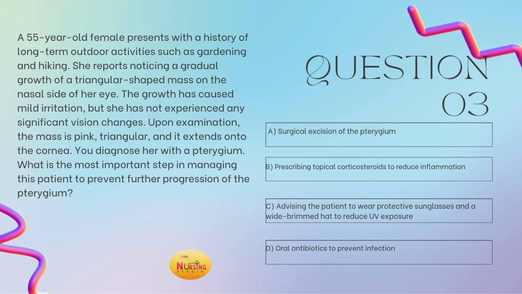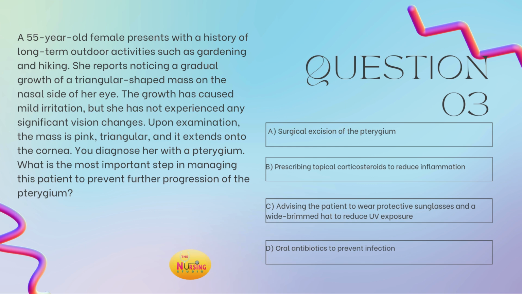All right, all right, all right. Stem of the question: what is the most important step in managing this patient to prevent further progression of the pterygium? Y'all, I'm probably jacking that word up, but y'all know what I'm talking about. But what is the most important step in managing this patient? So what do we have going on?